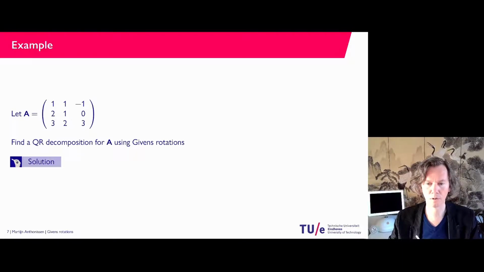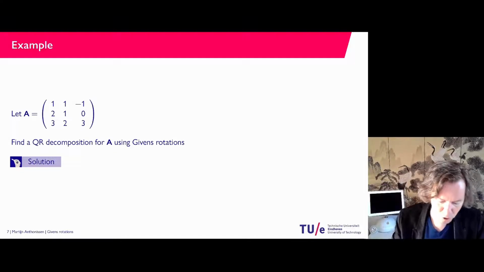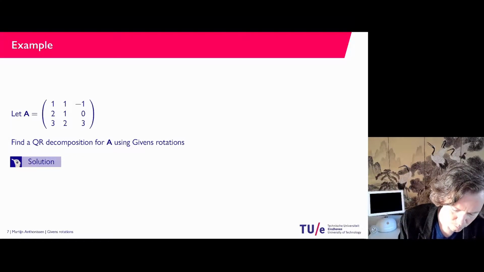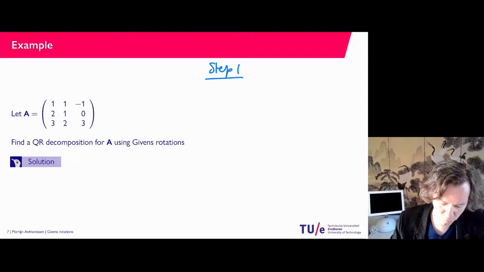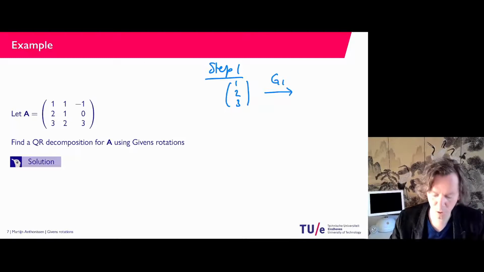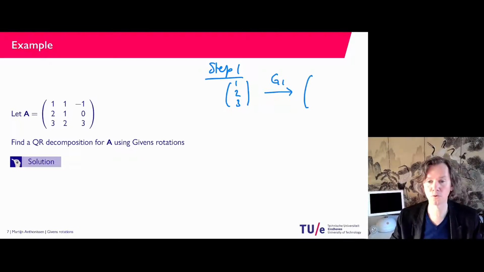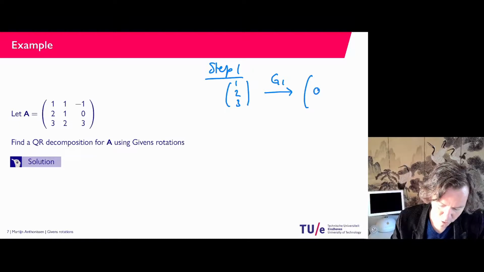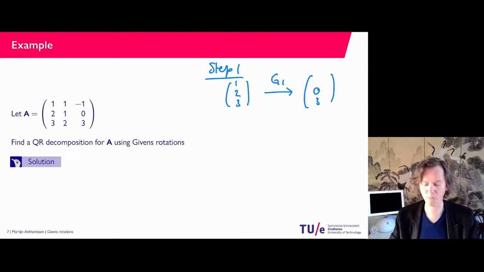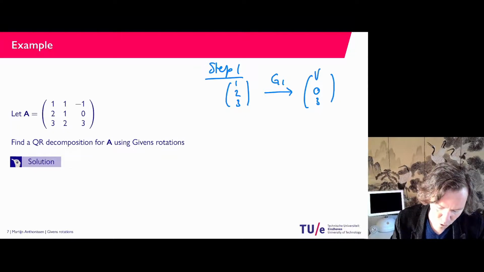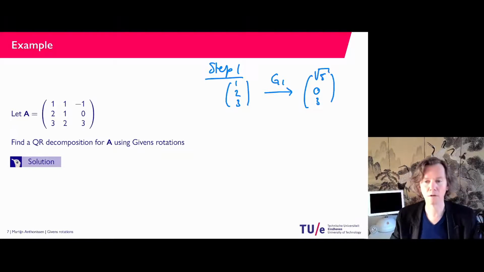So let's see. The first step is to take the first column, so that's 1, 2, 3, and I would like to have a Givens rotation G1 that transforms it into, well, I want a 0 here, I don't want to touch the last component, and I need to preserve length. If you want to preserve length, it means that this entry should be the square root of 5, because then these two vectors have the same length.